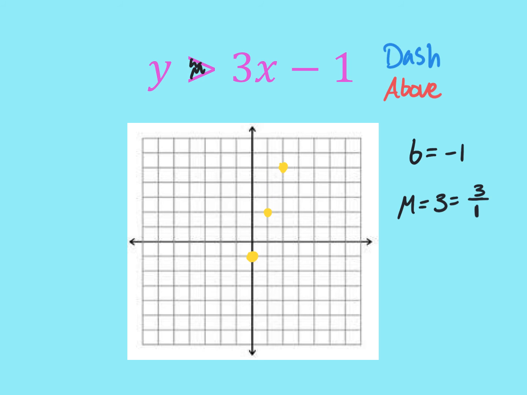Okay. Now, could I also go the opposite direction? Yeah, but you got to flip everything. So that means it's -3 over -1. So down 3, because that's what -3 means. And then -1 means go to the left. Down 3, -1 to the left.